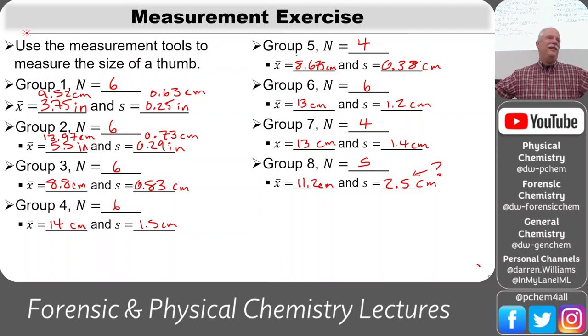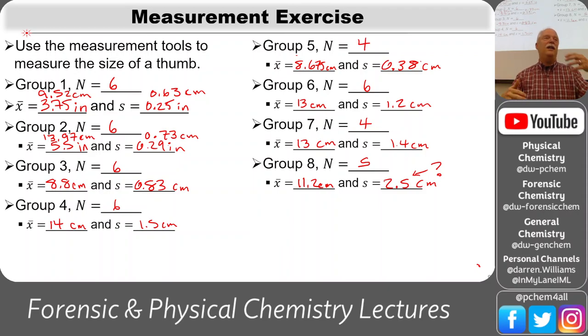Could be measuring differently. What does it mean to measure a thumb? Okay. And we didn't measure a thumb. We measured 40 different thumbs. Maybe we should have picked one thumb and had everybody measure that same thumb. Then we would know that these different measurements weren't related to differences in the thumbs, but actually related to differences in how we measured.